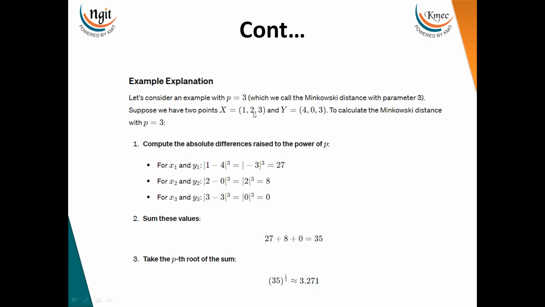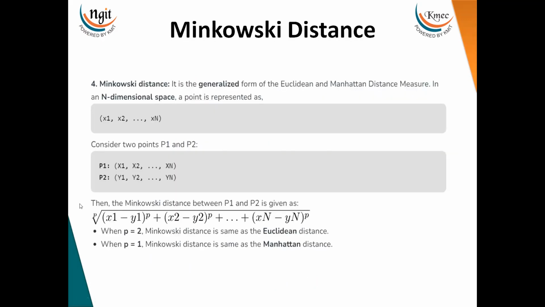In the same way, I'll do it for x2 and y2. So x2 is 2 and y2 is 0. So 2 minus 0 to the power of 3, and we'll get the result 8. In the same way, for x3 and y3, we'll get 0. And finally, we'll sum all these values as per our formula. So it will be 27 plus 8 plus 0, which becomes 35. And finally, we'll take the p-th root as per our formula. If you remember the formula, it's the same thing we are doing here. We are just putting all the values in the formula and getting the result.